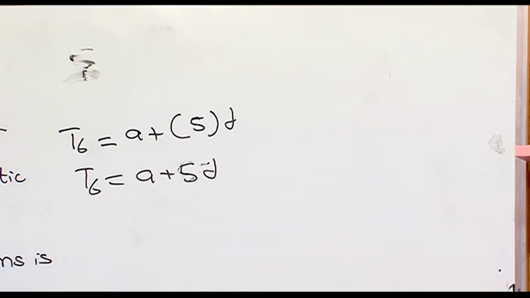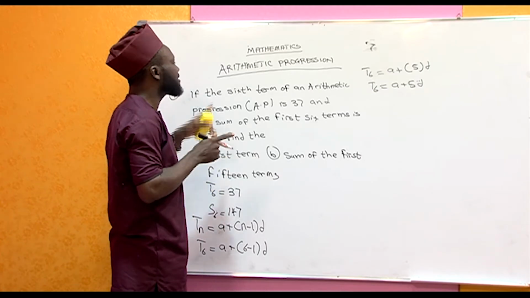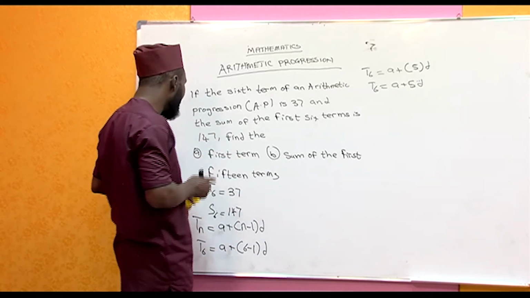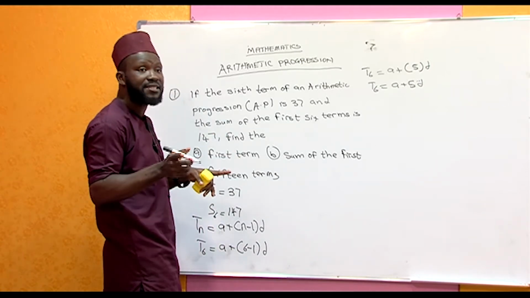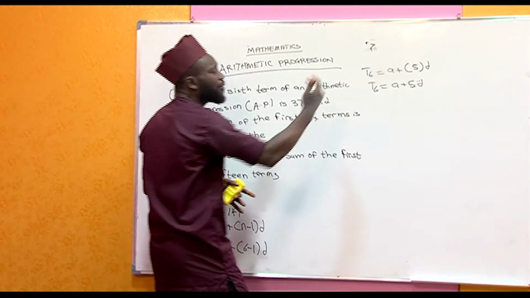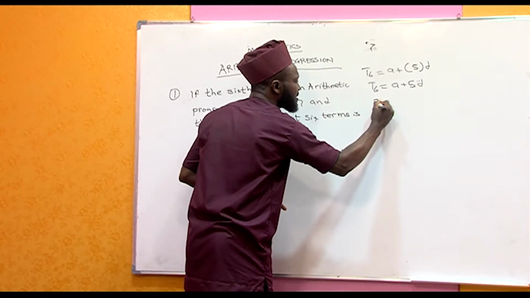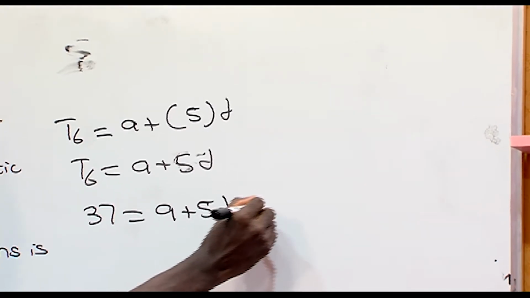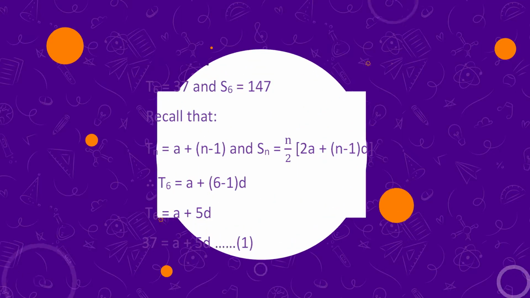But remember, in the question, we are told that the sixth term of the arithmetic progression is 37, which means anywhere I see T6, I am going to replace it with 37. So our new equation will now be 37 equals a plus 5d. I can name this equation 1.